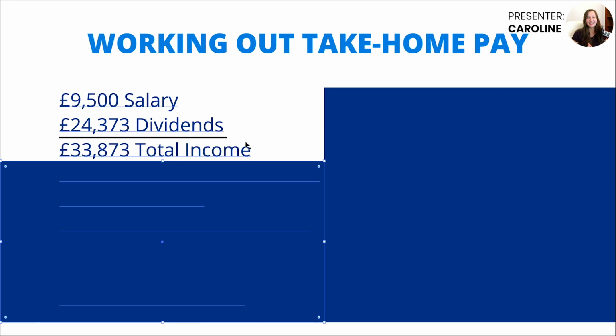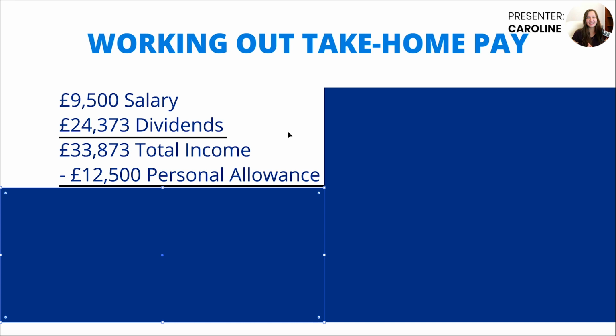So the total income for the year is £33,873. And from that, we're going to deduct the personal allowance for the year, which is tax-free. So like I said, most people will have a personal allowance unless you're earning over a certain amount of money, or for some reason you had an underpayment from a previous year and HMRC has adjusted your tax code, which means you've got less of a personal allowance for this year.